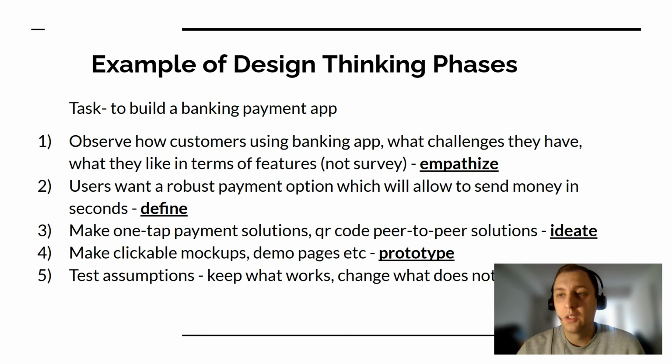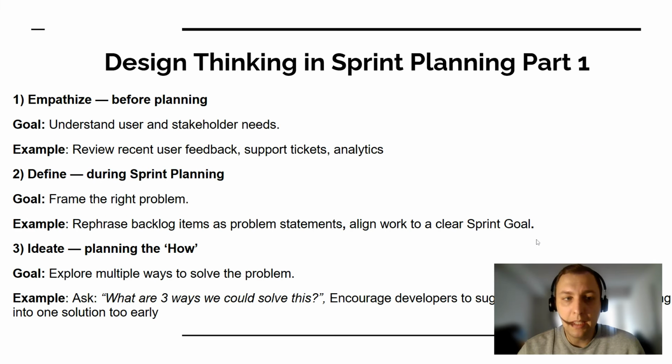So now let's consider how we do it in sprint planning. In sprint planning, the first stage obviously comes before planning. We need to understand our users or stakeholders, because stakeholders are also users, right? So we need to understand what they really want.